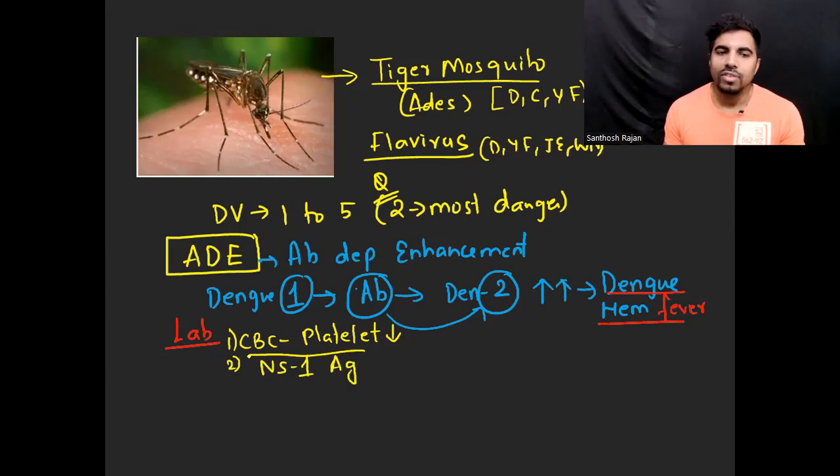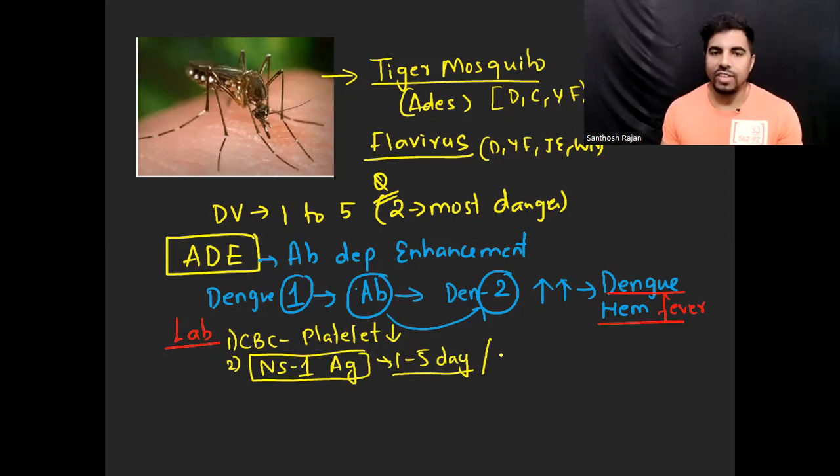NS1 antigen, from the infection till 5 days. Till 5 days, this is the best. First 1 to 5 days, NS1 antigen is the best. And after 5 days, antibody will develop. That is IgM antibody for dengue. That will be after more than 5 days. Kelly, you can check the IgM.